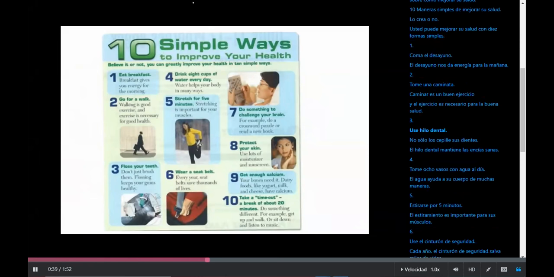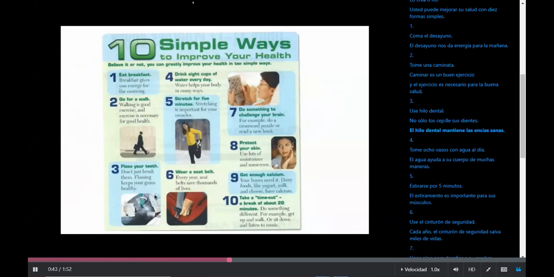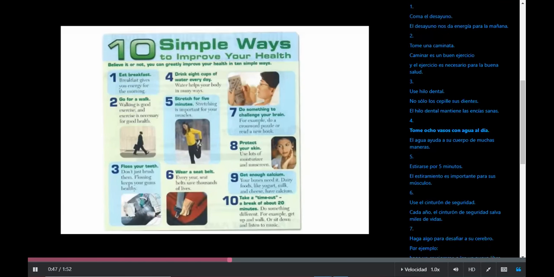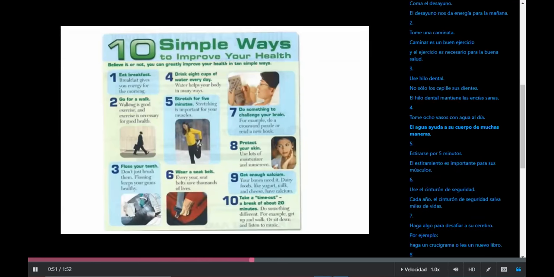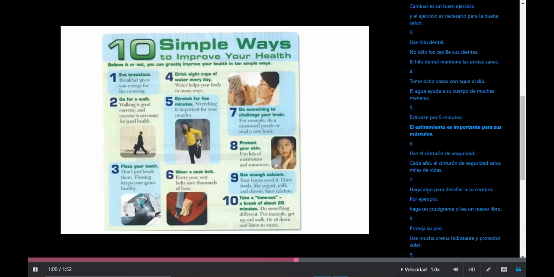3. Floss your teeth. Don't just brush them. Flossing keeps your gums healthy. 4. Drink 8 cups of water every day. Water helps your body in many ways. 5. Stretch for 5 minutes. Stretching is important for your muscles.